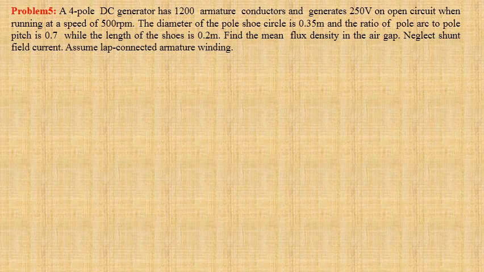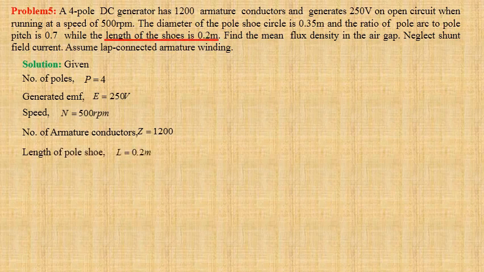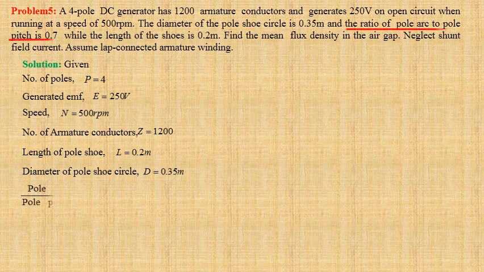Let us first jot down the given data. Number of poles of the machine P equals 4. Generated EMF E equals 250 volts. Speed of the rotor N equals 500 RPM. Number of armature conductors Z equals 1200. Length of pole shoe L equals 0.2 meter. Diameter of pole shoe circle D equals 0.35 meter. Ratio of pole arc to pole pitch equals 0.7.